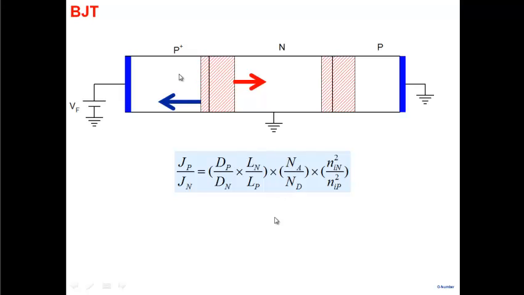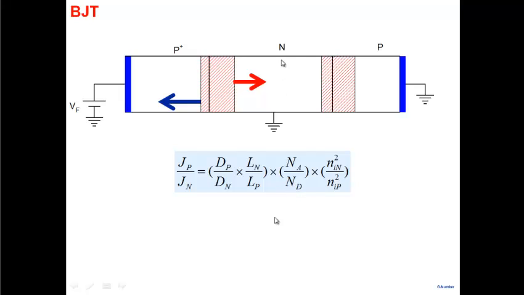For example, for the emitter, there's a range beyond which you cannot go. If you go to 10 power 19 or 10 power 20, you're reaching the solubility limit of the dopant. And after that, the dopants are not very active. So there's a range beyond which you cannot go, right? And then you have to decrease N if you want to improve the ratio here.